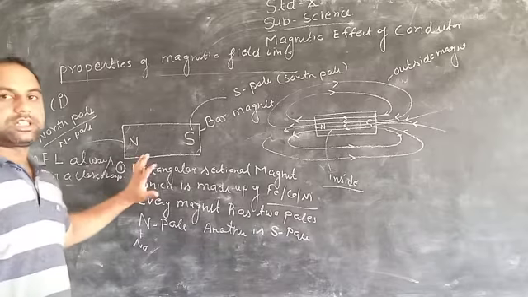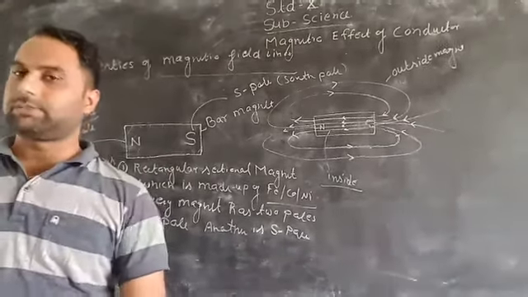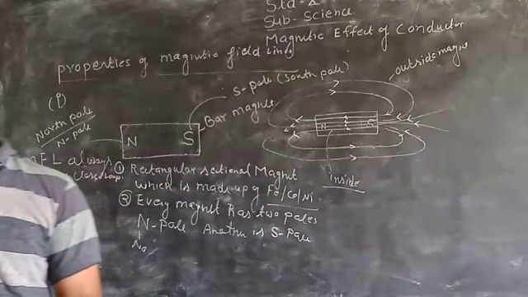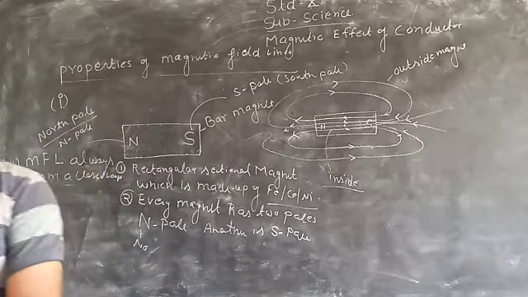So now we have discussed the second basic property of magnetic field lines. The first basic property is about the origination, and the second basic property deals with magnetic field lines always forming a closed loop.